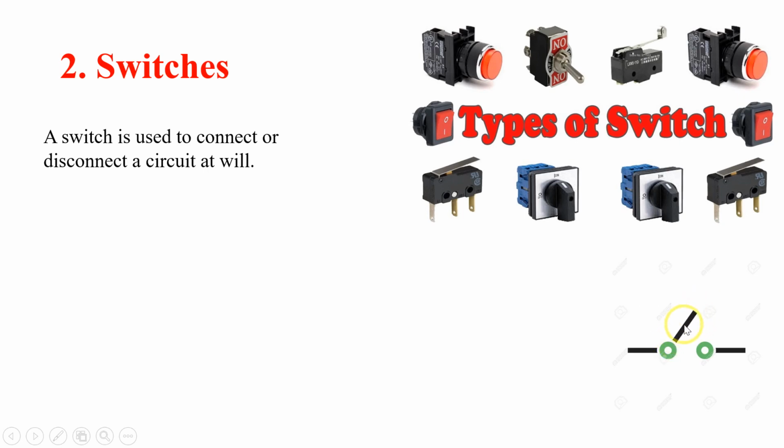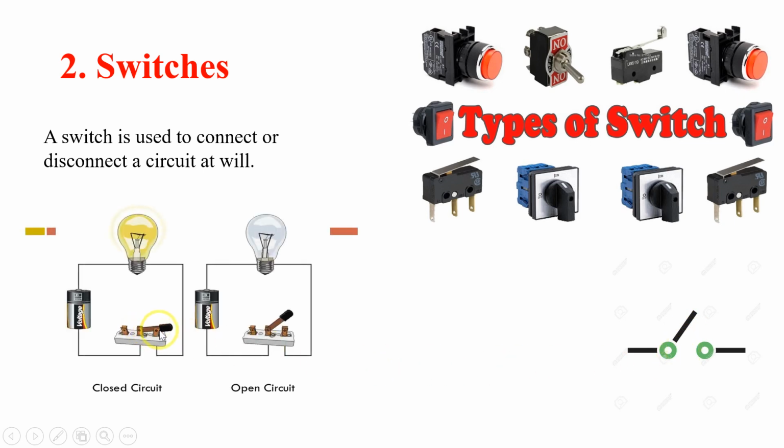When the switch is open, if you want to disconnect the circuit, we usually use this symbol. And if you want to connect the circuit, we usually use this type of symbol. So this is a closed circuit. A closed circuit means that there is flow of electric current in the circuit. But if you want to stop the flow of electric current, we open the switch, and so the flow of electrons gets stopped in the circuit.